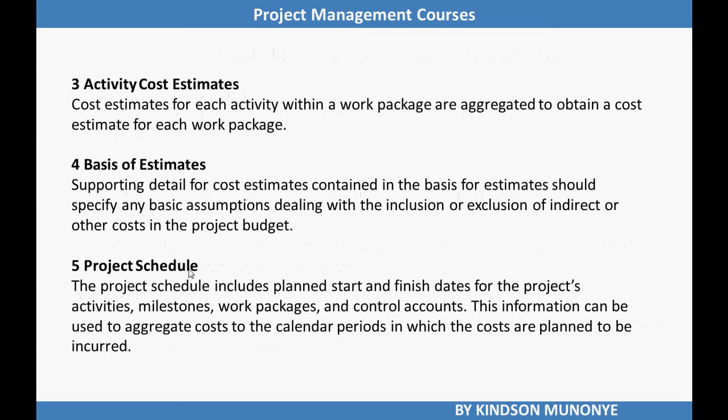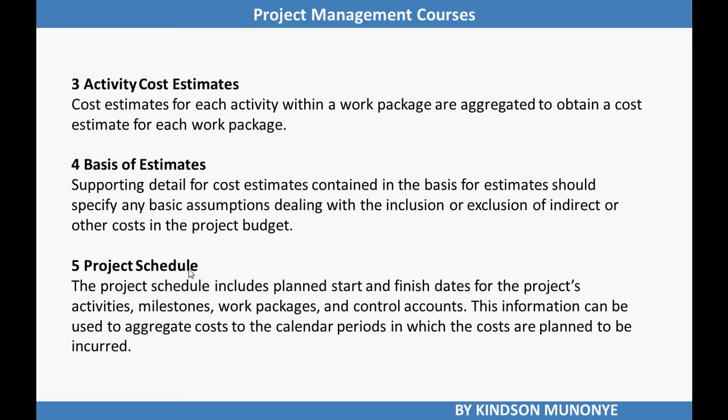The third input is activity cost estimates. Cost estimates for each activity within a work package are aggregated to obtain a cost estimate for each work package. The fourth input is the basis of estimates, which are supporting details for cost estimates. This should specify any basic assumption dealing with the inclusion or exclusion of indirect or other costs in the project budget. So the basis of estimates is like an explanation of the cost estimate that has been made.